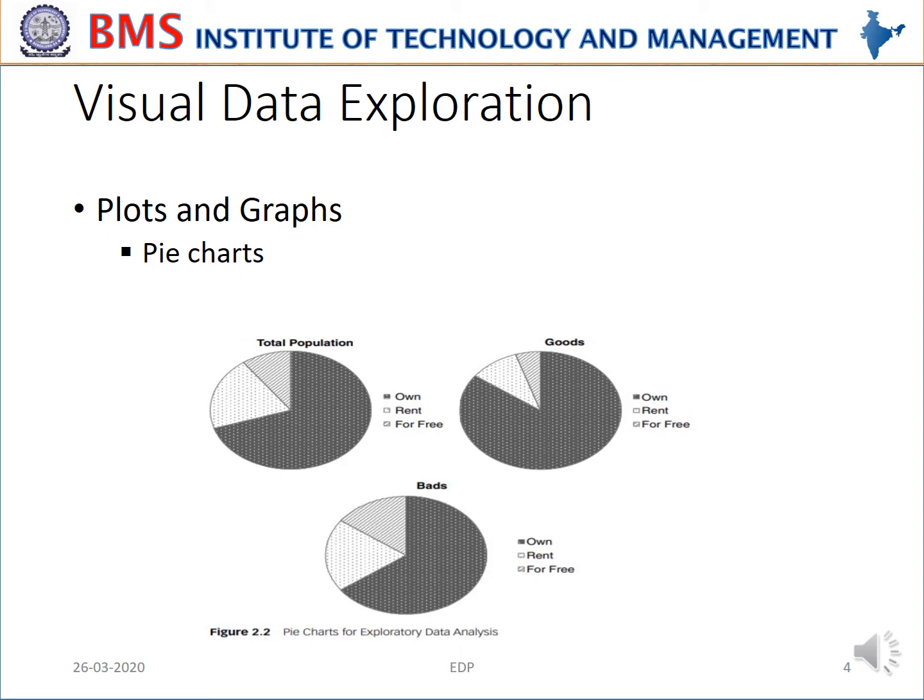For this, we have a handy set of plots and graphs. The first type of chart we consider here is a pie chart. This pie chart represents a variable's distribution as a pie, where each section represents the portion of the total percent taken by each component or value of the variable.